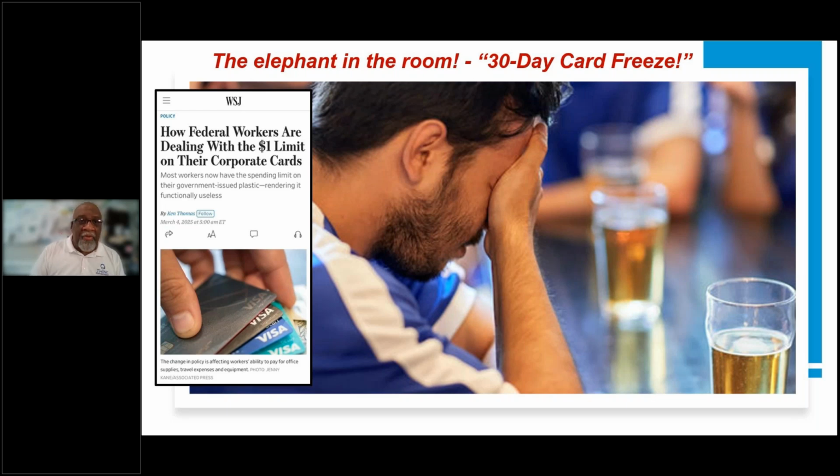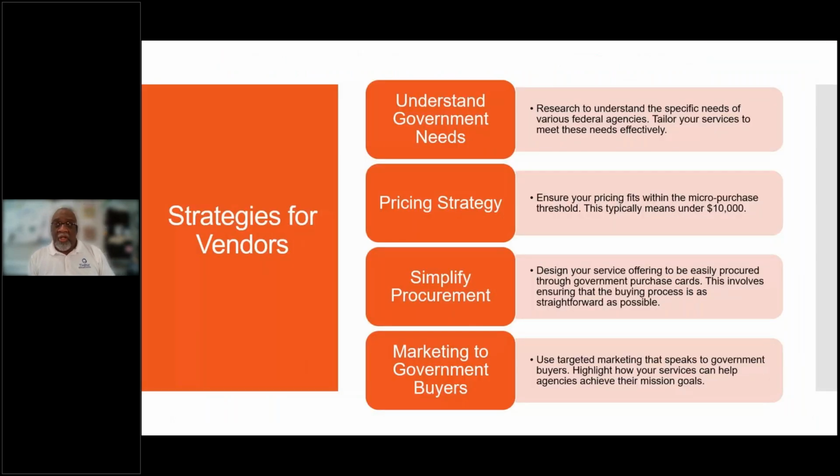So when you're thinking about that, some strategies. Let's get tactical here for a second. Understanding the government's needs, you have to be able to have a sense of what the government is buying. At the simplified acquisition threshold, those will be publicized somewhere. At the micro purchase level, they aren't publicized, but you can draw some conclusions from the mission of the agency about what they may be buying. Pricing strategies specifically for micro purchases: just understand that $10,000 is your cap for micros and $250,000 is your cap for simplified.